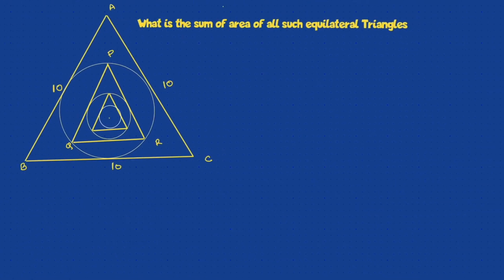Now let's apply everything that we have learned about the equilateral triangle. One equilateral triangle is given. The three sides of the equilateral triangle are 10, 10, 10, and I'm being asked what is the sum of the areas of all such equilateral triangles. Inside that there is an incircle, then there is a triangle, then there is an incircle to that, then there is a triangle, and so on. So the area of the outer equilateral triangle is root 3 by 4 into A square, which is side square. Now the circle that is being drawn inside this equilateral triangle is nothing but an incircle, and what I am pointing at right now is nothing but its inradius.